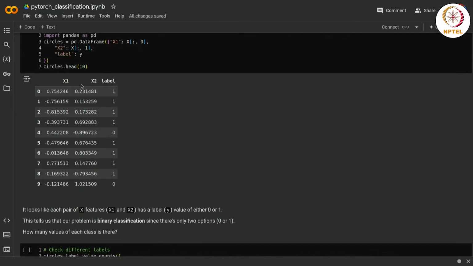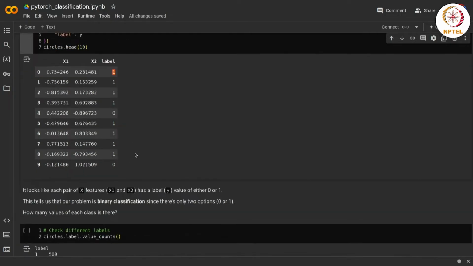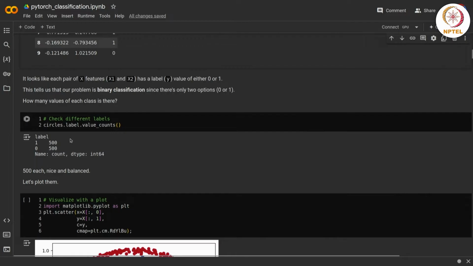The inputs are two-dimensional. You have two variables x1 and x2, and you have one y, a label associated with each sample. So it's either 1 or 0, a typical classification problem. And you have a balanced data set, with two classes 0 and 1, and both are equally represented.